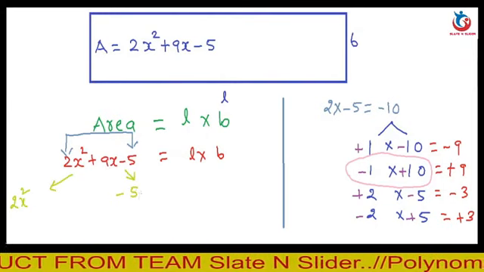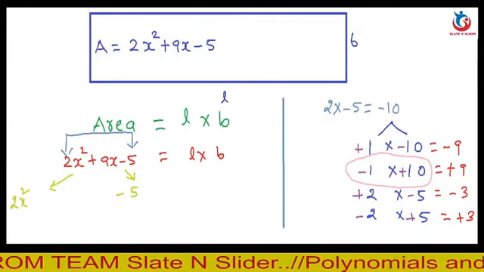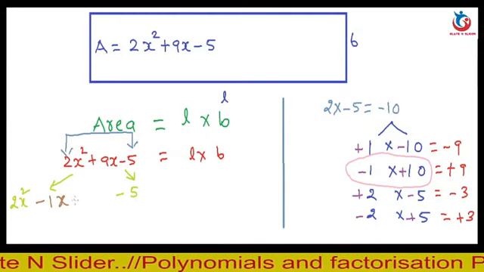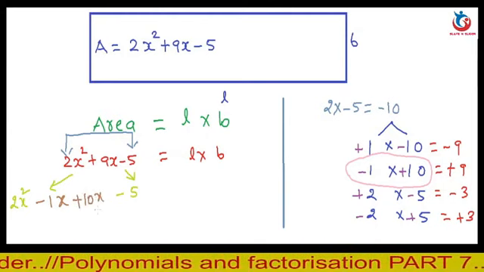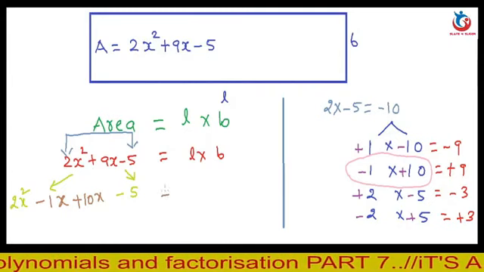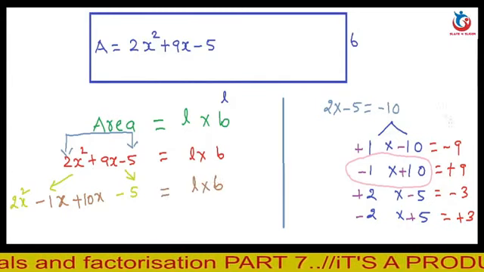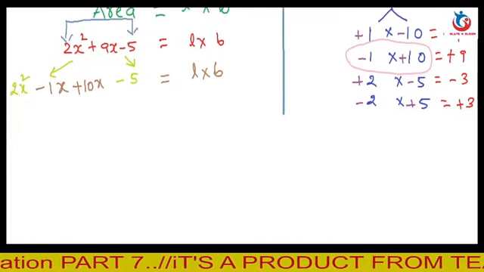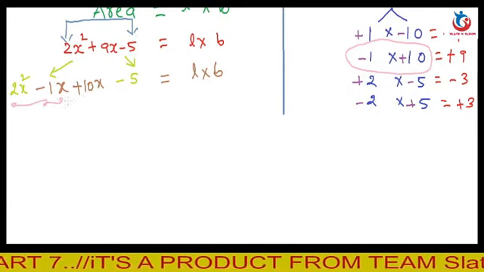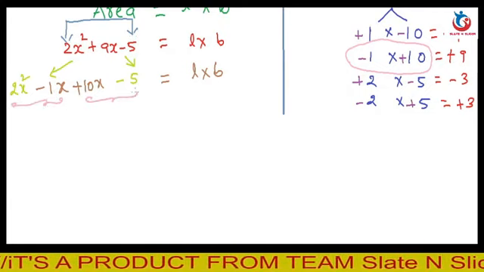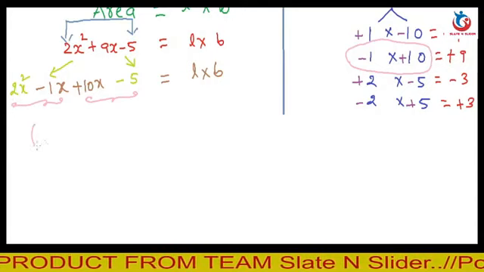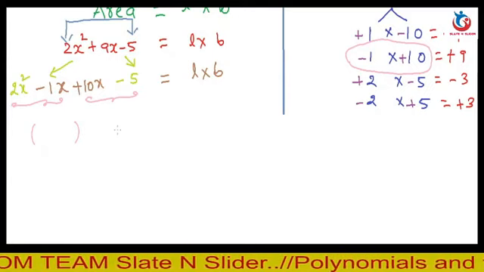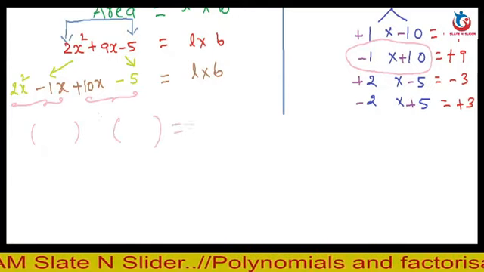That is, the first factor is minus 1, so write minus 1x, and then after write plus 10x. If we simplify these two, we get plus 9. So that is equal to length into breadth. Now we have to see these two as a set and these two as a set. From these two, we have to take one term common, and in the brackets, what we get, that should be written for these two terms also.